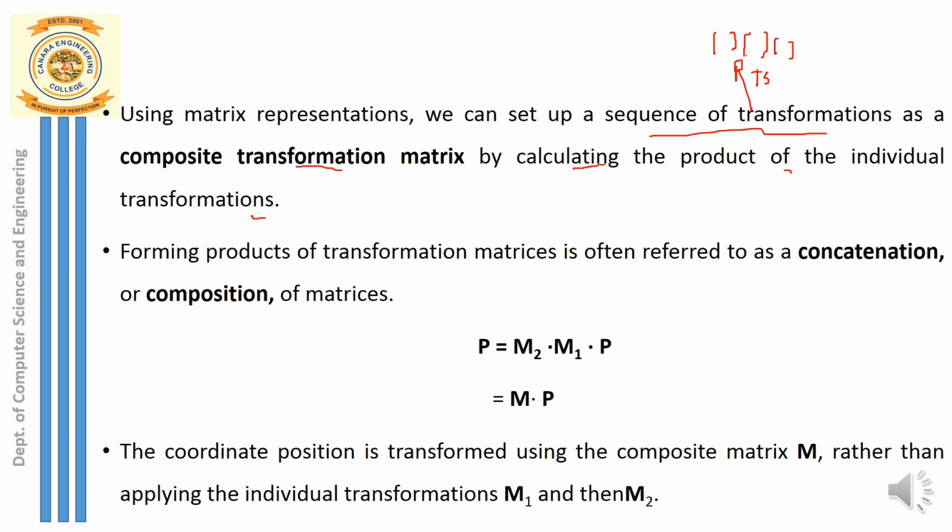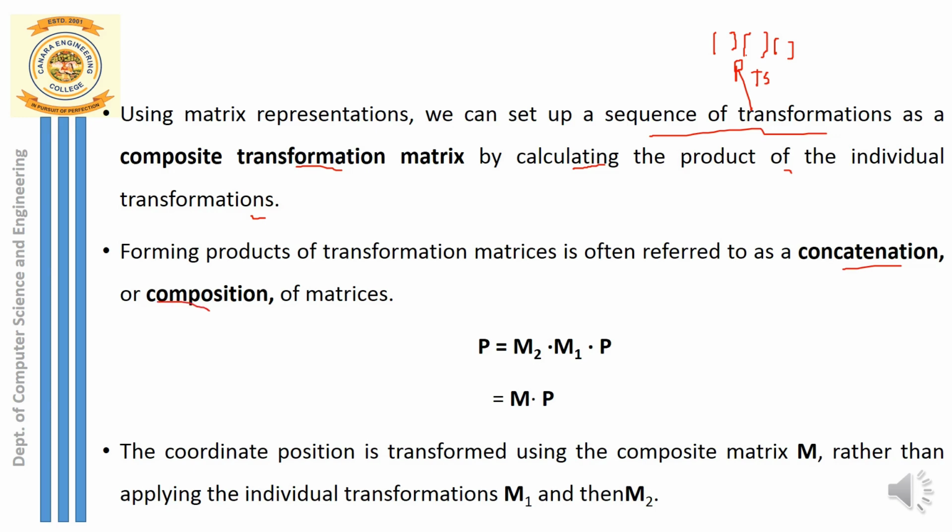If I am applying all three transformations over the object, then each of these transformations I represent in the form of a matrix, and this sequence of transformations you can set up as a composite transformation matrix, provided you multiply these three matrices and calculate the product of them. This type of matrix multiplication you call concatenation of matrices, or in other words, composition of matrices.